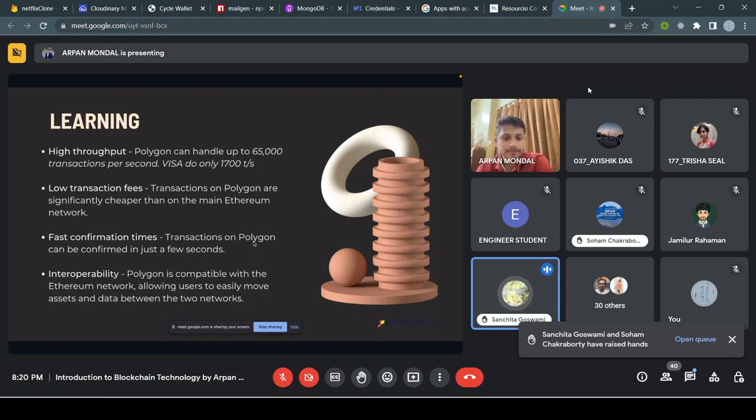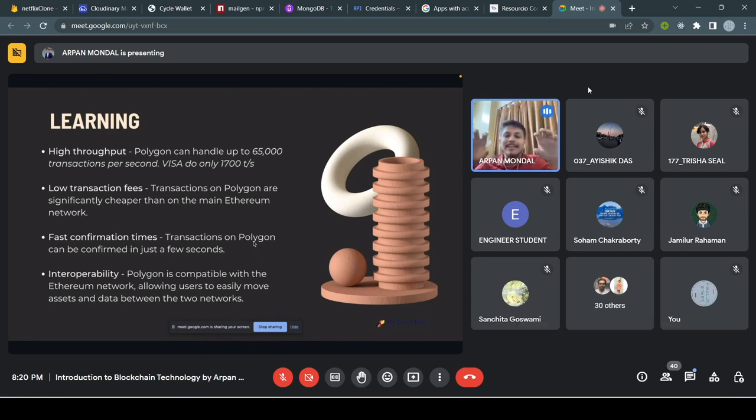Interoperability. Polygon is compatible with the Ethereum network, allowing users to easily move assets and data between the two networks. This is very well and easily written. You understood, right? So if you want to move from Ethereum to Polygon, it's very easy to swap from Ethereum to Polygon and Polygon to Ethereum. There is a difference of two layers right here. And why are there two layers? Now let's come to this point. From the start, I'm telling you there is layer one and layer two. In Polygon, there are two extra layers in the architecture. We have an extra network layer and an extra security layer for Polygon. That's why we introduce it as a layer two blockchain. In Ethereum, we don't have those layers, so we consider it layer one. I hope everybody's basics are clear about what a layer one blockchain is, what a layer two blockchain is, and what a blockchain is.